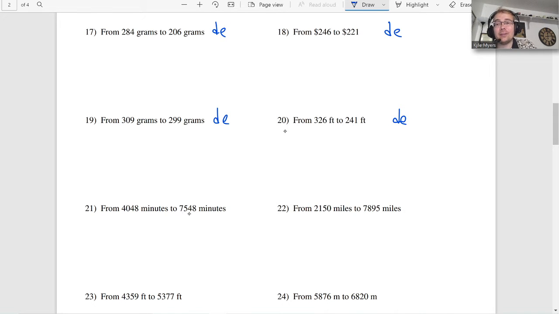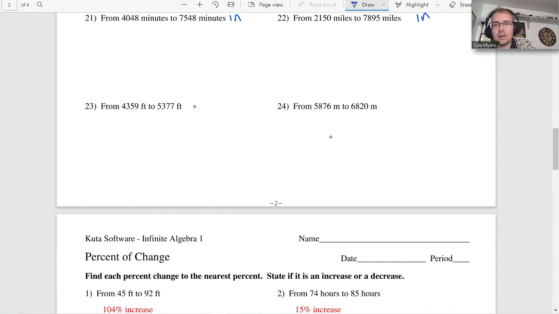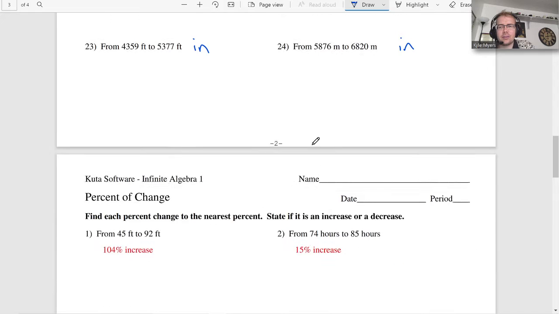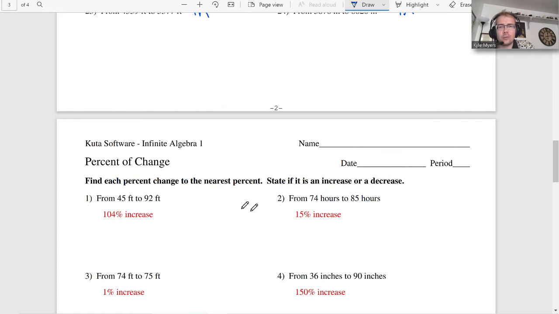4,048 to 7,548. Goodness gracious, that's definitely an increase. Miles and miles, that's an increase. And here we increase. And here we increase as well. Okay, and you can start to see some of the answers here at the bottom, like 104 and 15 and whatnot. Let's go ahead and look at them just so that you can get an idea of what these look like.